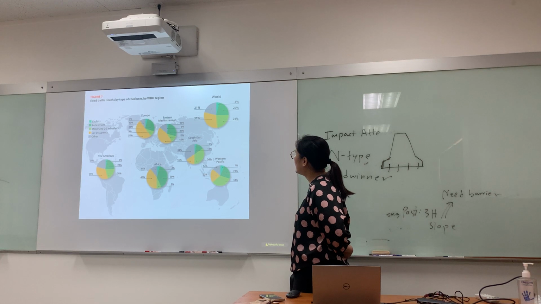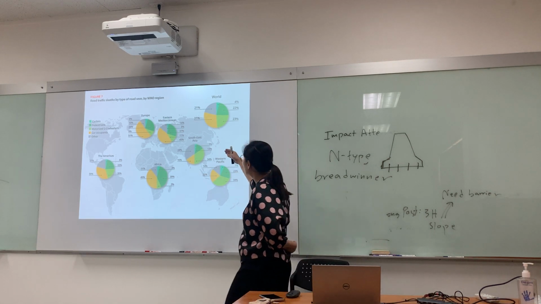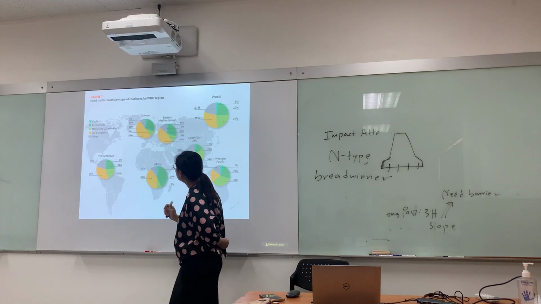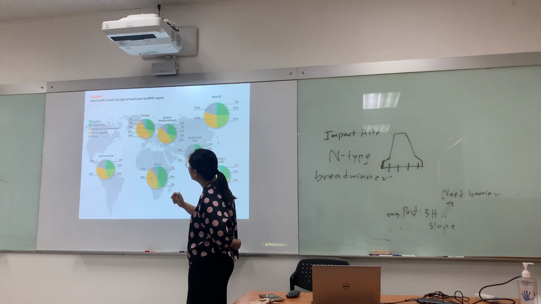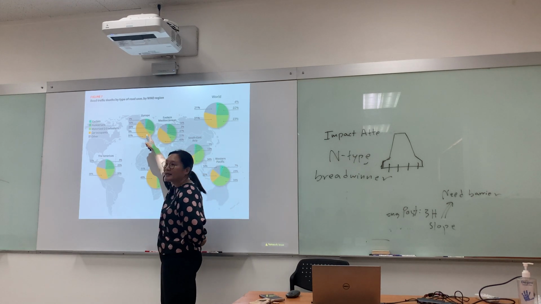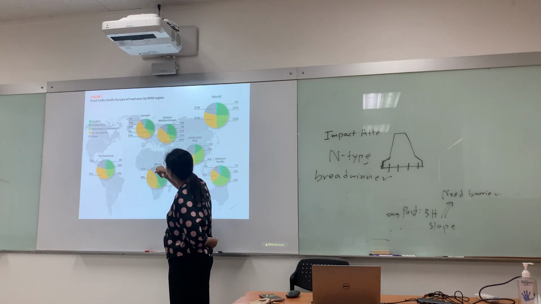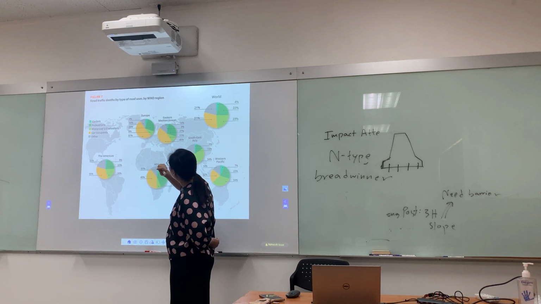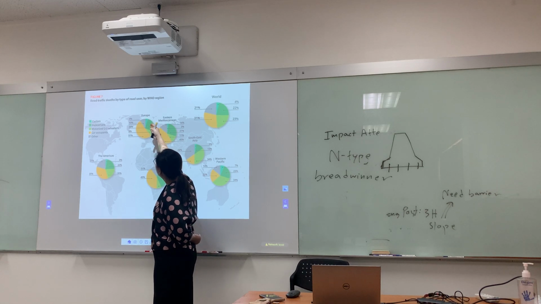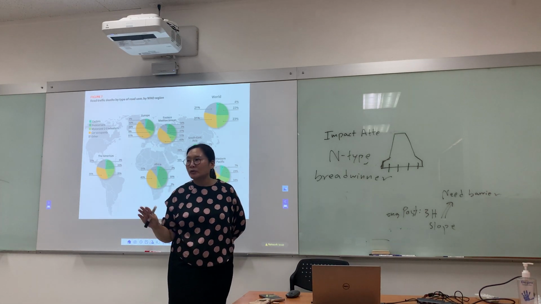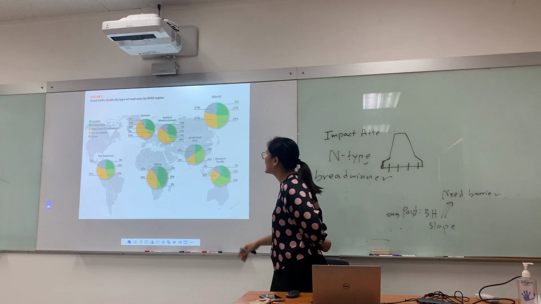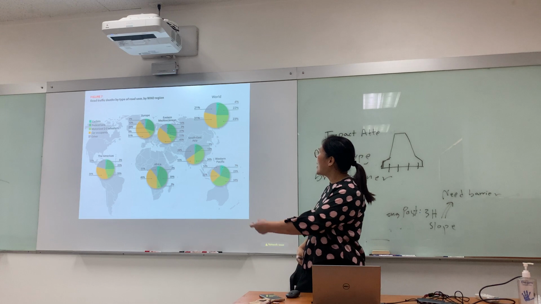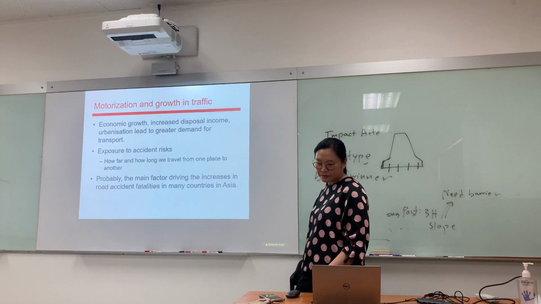We don't have Japan and China here, China maybe on the other side. But let's take a look at Europe. Europe, motorcycle, 9% only. Car occupancy, 51%. Pedestrian, 26%. But look at the proportion. See, their vulnerable road user share is lower than our country. Okay, so that's the comparison in the world.